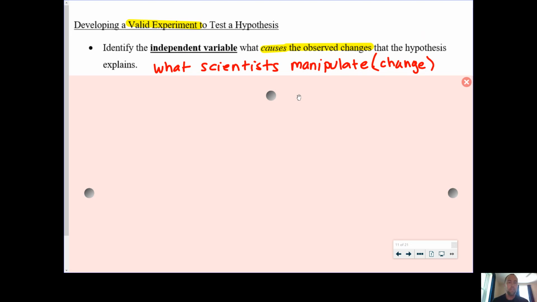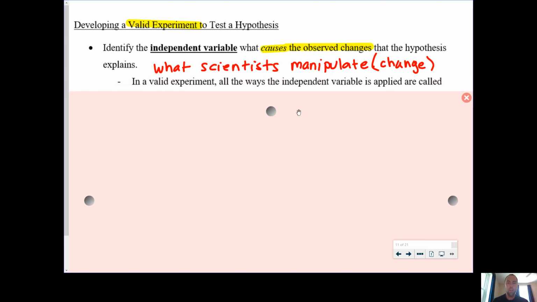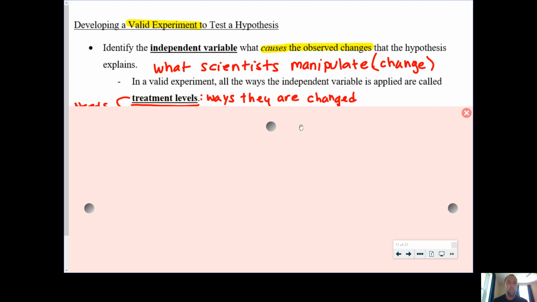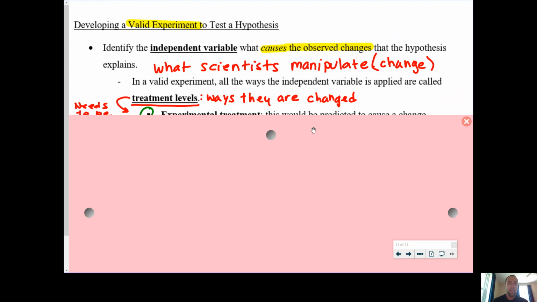So the first part is coming up with your independent variable, the thing that you're going to test, the thing that the scientist is going to manipulate or change. In a valid experiment, all the ways the independent variable is applied are called the treatment levels. So that's the way that they are changed. So maybe you're testing temperature. All the different temperatures are your different treatment levels.